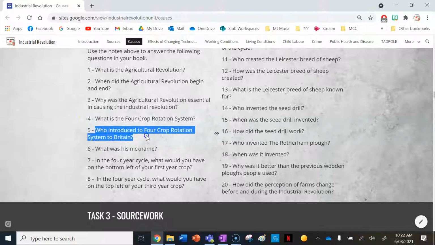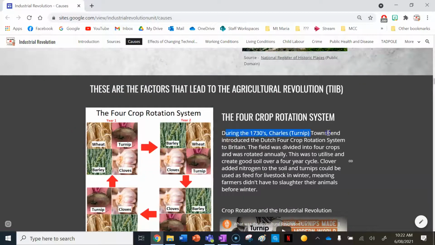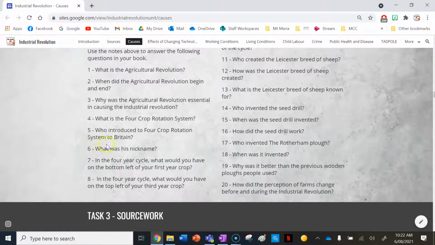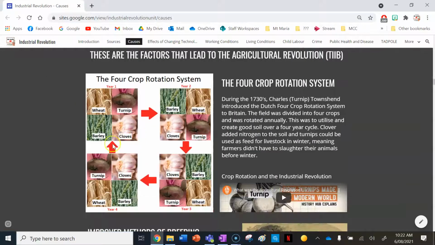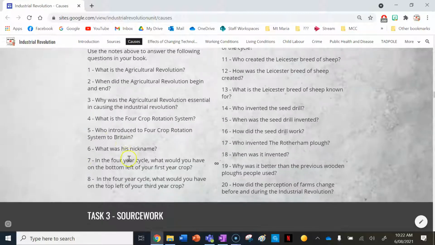Who introduced the 4-crop rotation system to Britain? That's Charles Turnip Townshend, that we can see here. Next one, what was his nickname? Turnip. That's a pretty easy one because he introduced turnips into it. In the 4-year cycle, what would you have on the bottom left of your first-year crop? So we need to go to our first-year crop. Bottom left is barley. That's our answer for number 7.